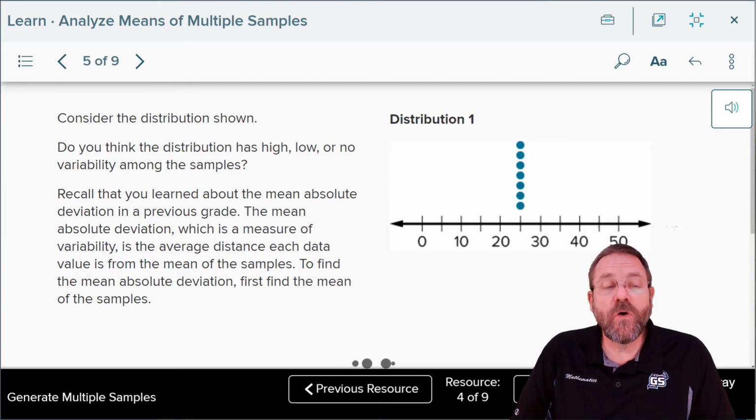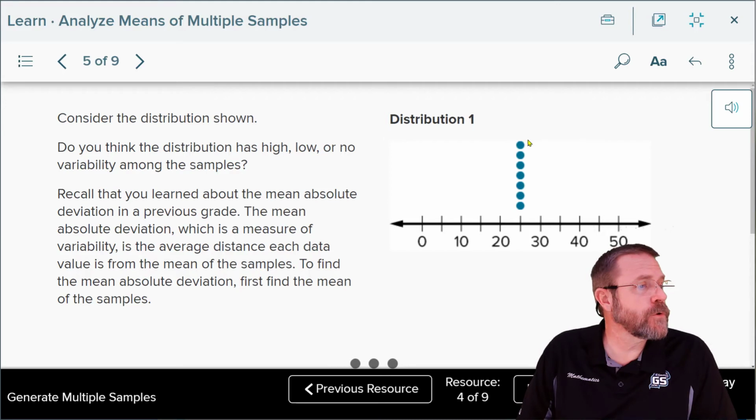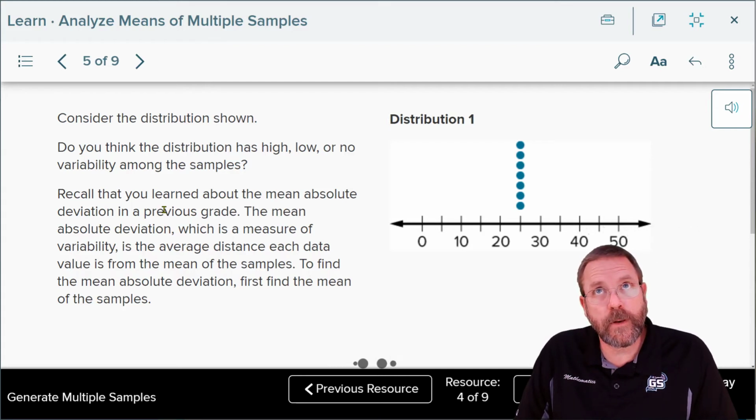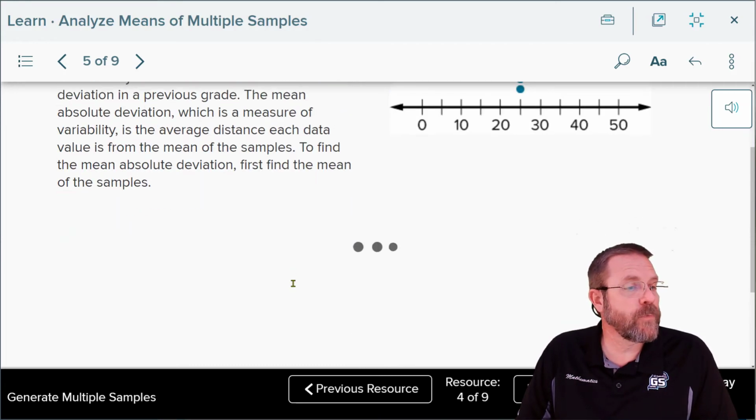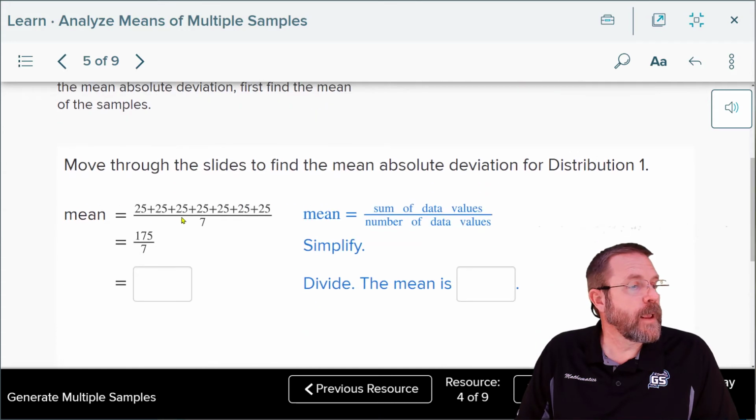I'm saying there is no variability because every single data point is right on the 15, which gives you very consistent data for sure. Recall that you learned about the mean absolute deviation in a previous grade. We also did that in, I think, the last lesson, and it was really, really ugly. The mean absolute deviation, which is a measure of variability, is the average distance each data value is from the mean of the samples. To find the mean absolute deviation, remember you first had to find the mean of the samples, and you add all those up.